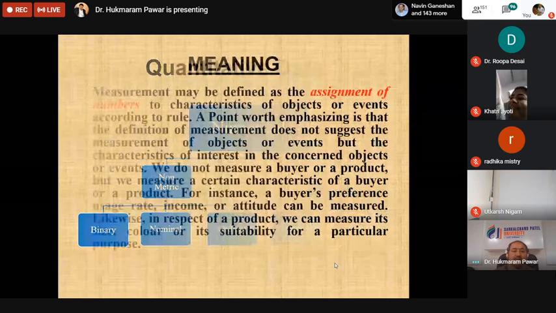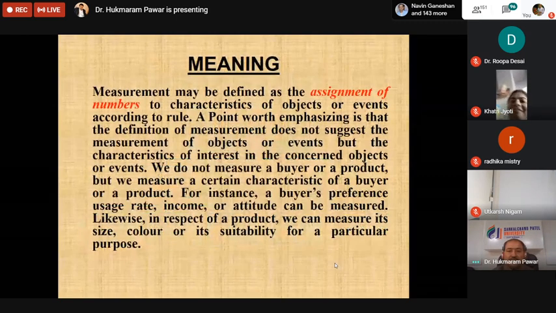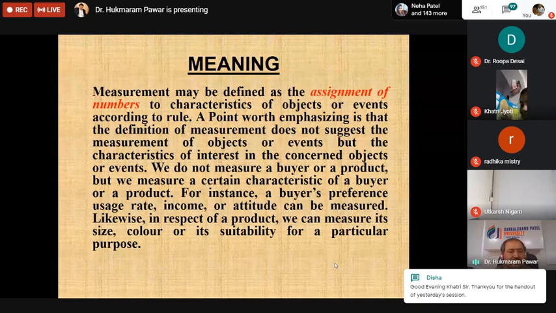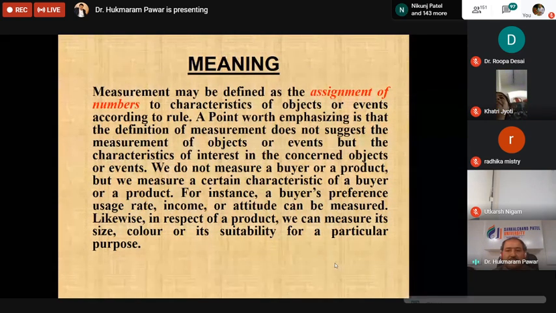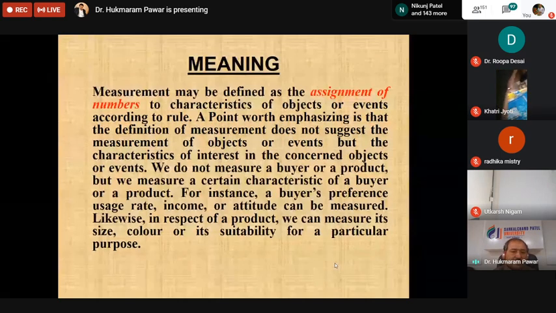So now we go to our topic, that is measurement and scaling. Normally, what does measurement mean? Measurement may be defined as the assignment of numbers to characteristics of objects or events according to a rule. A point worth emphasizing is that the definition of measurement does not suggest measuring the object or event, but the characteristics of interest in the concerned object or event. We do not measure a buyer or a product.